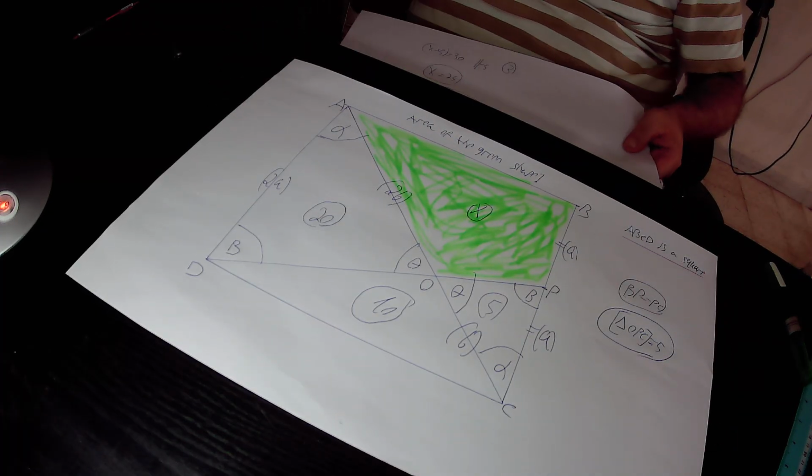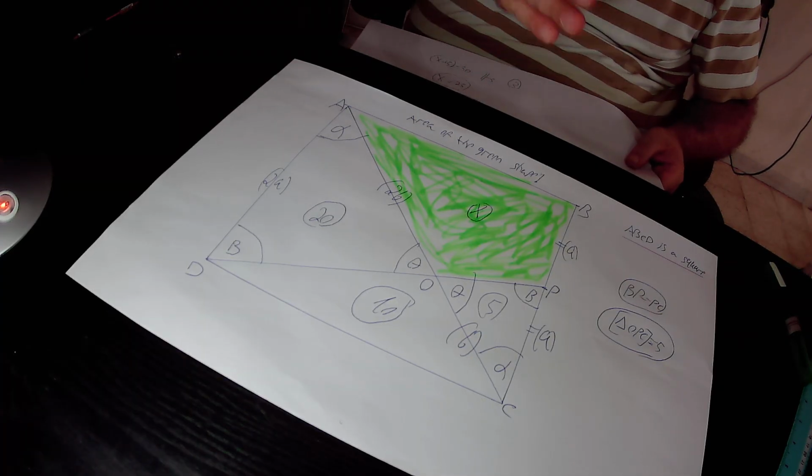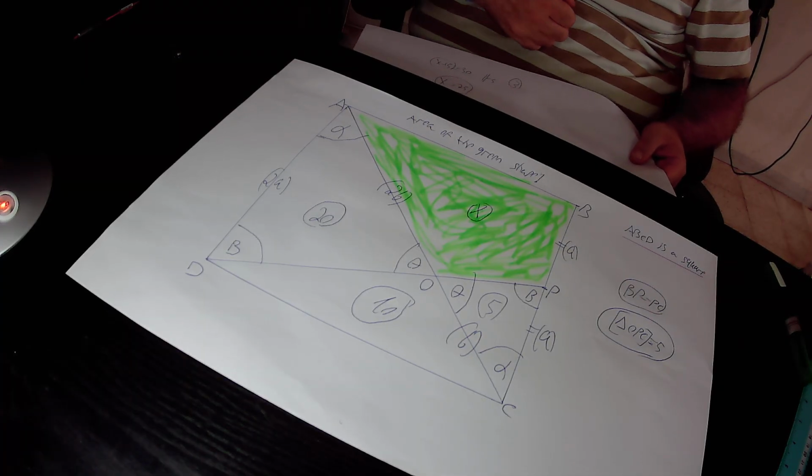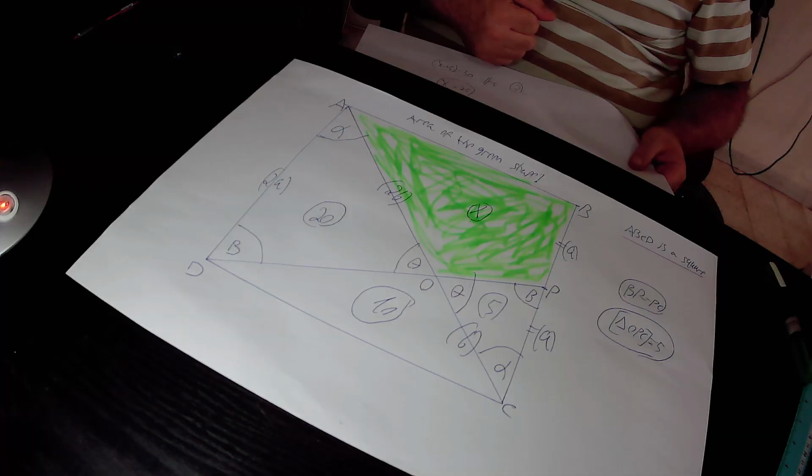So in total, we found out that the area of this green shape, that is the area that we are looking for in this question, is equal to 25 square units.